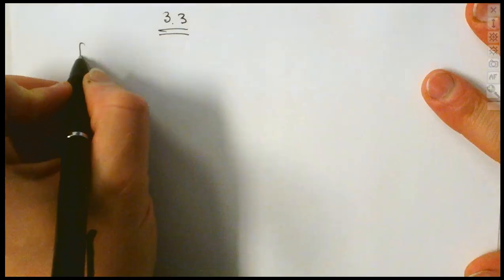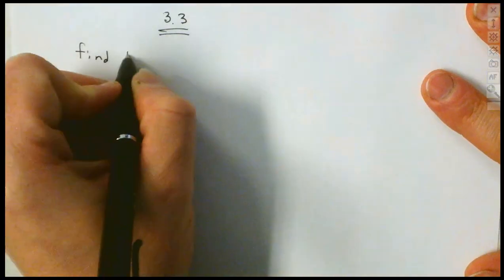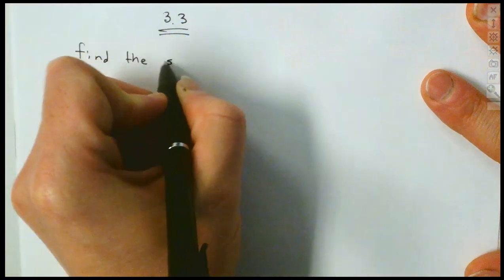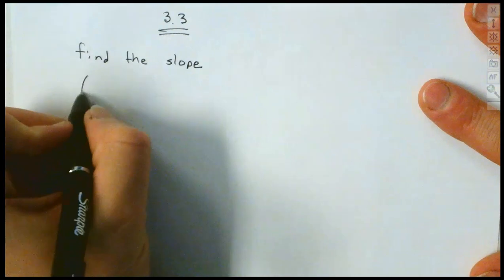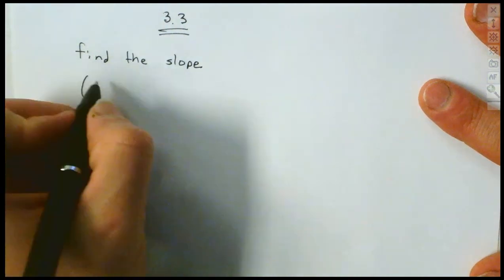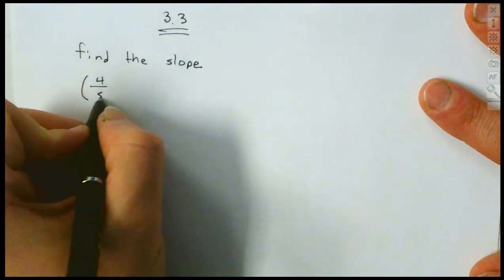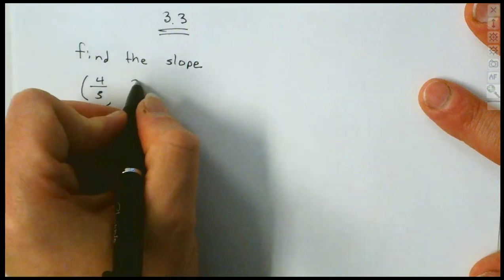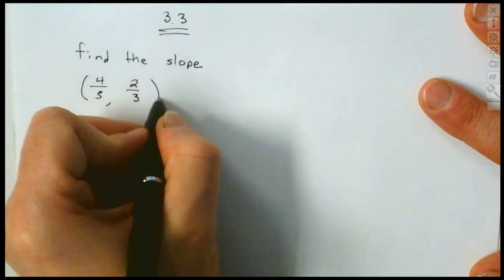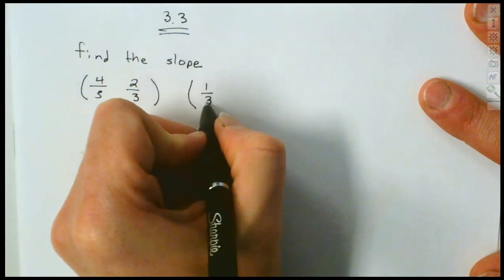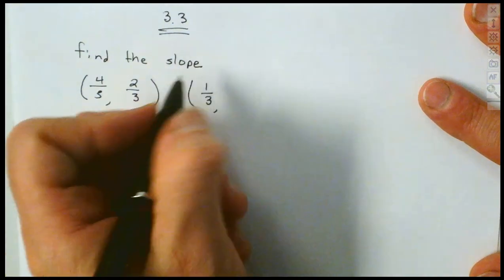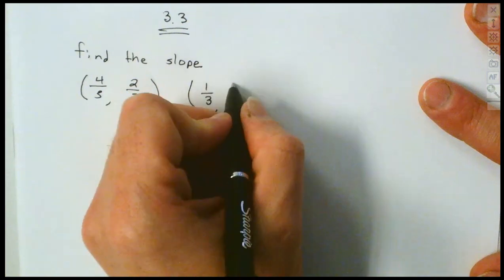So let's again try to find the slope. I'm going to give you two ordered pairs: 4/5, 2/3, and 1/3, 8/5.